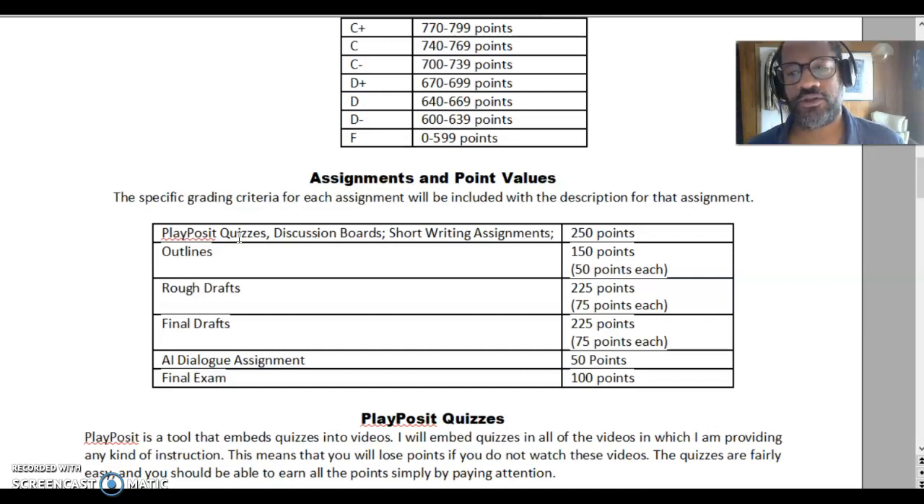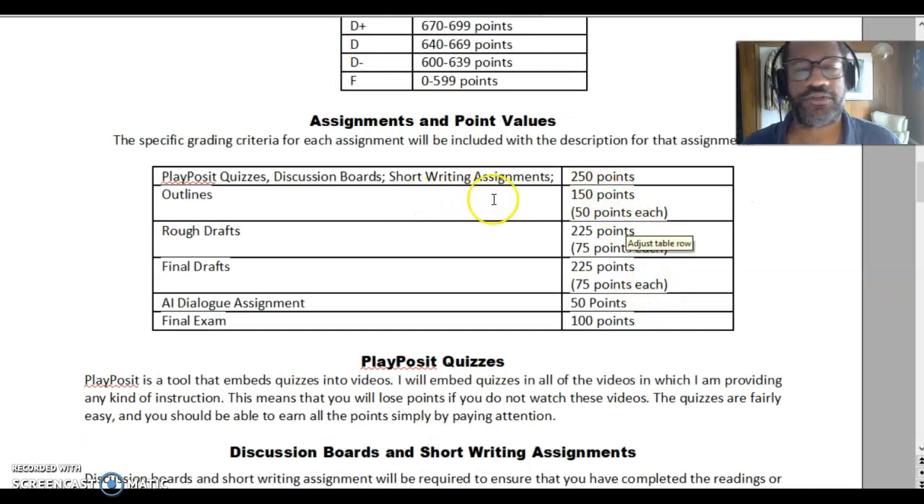They pop up, you answer the question, and if you answer correctly, then you get the number of points, and they're going to be fairly straightforward. Discussion boards and short writing assignments, I'll talk about that in just a bit, but that's all worth 250 points. 150 points for your outlines, because there'll be 3 of them at 50 points each.